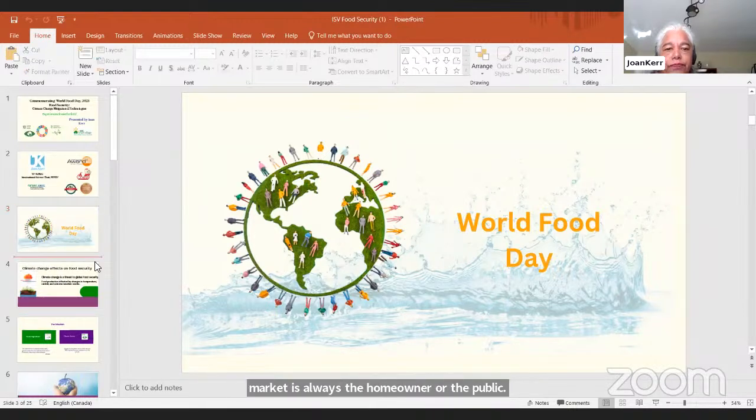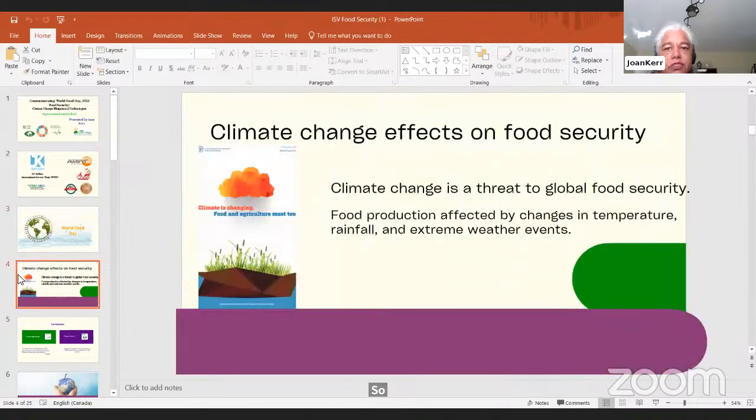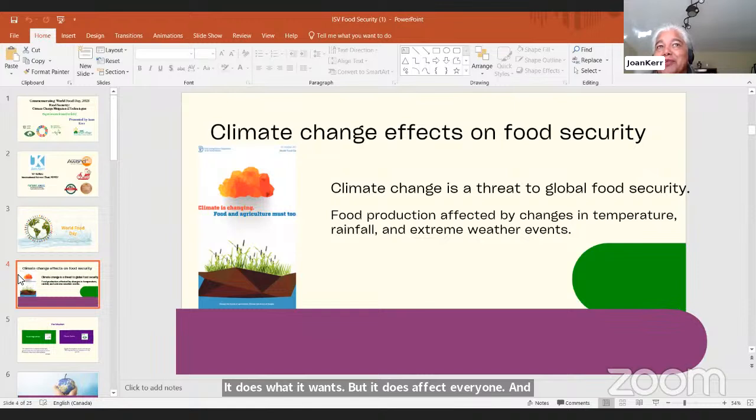So let's go to the next one. Climate change actually does have an effect on food production. It's global, because obviously the climate doesn't have borders and rules and regulations. It does what it wants, but it does affect everyone. And with food production, a lot of people don't realize where their food comes from. They don't understand that what they do in their own country also affects other countries.